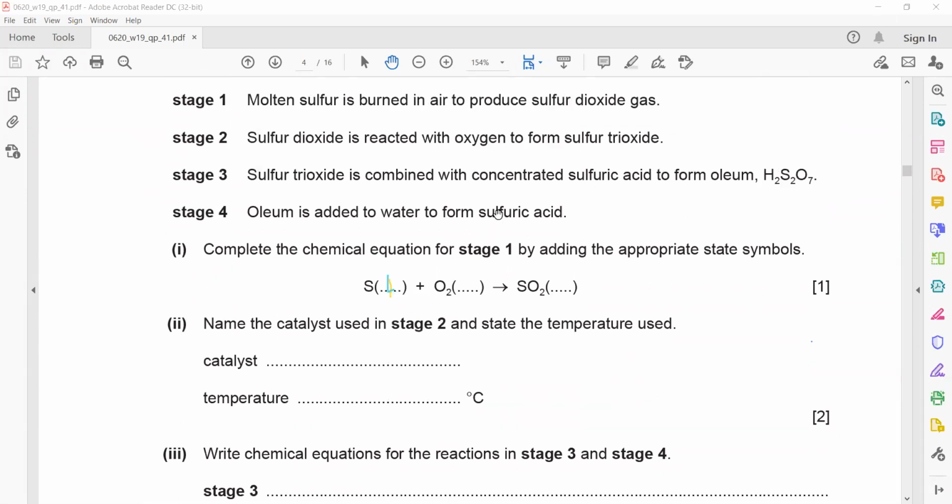Name the catalyst used for stage 2. So which catalyst is used? Vanadium pentoxide. Means V2O5.